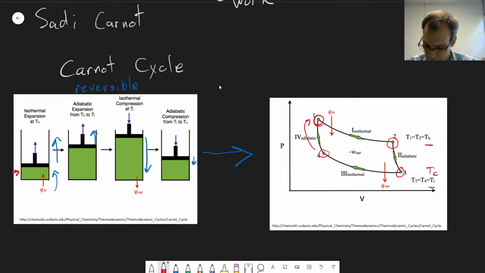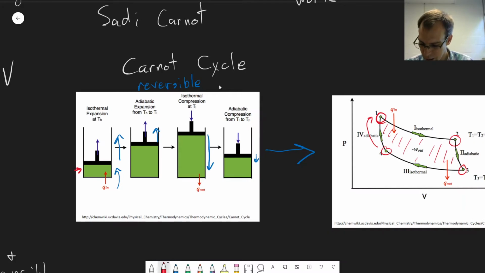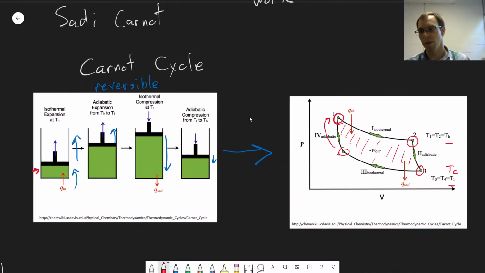The area inside of this is our net work that we were able to get out. You'll get some amount of work done in the isothermal expansion, but you have work that has to be done for the isothermal compression from step 3 to 4. So anyway, the area inside of that curve is the work that you get out.